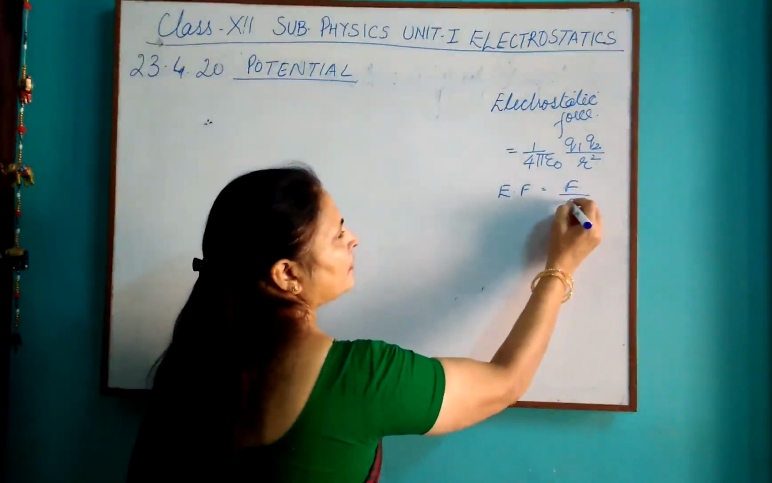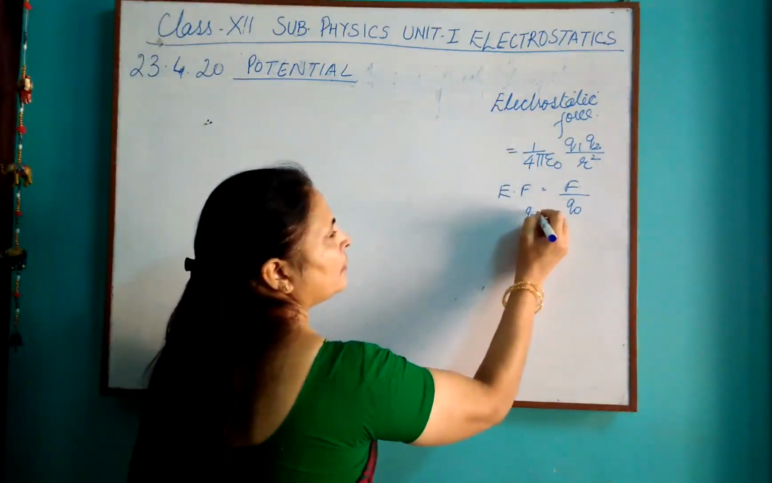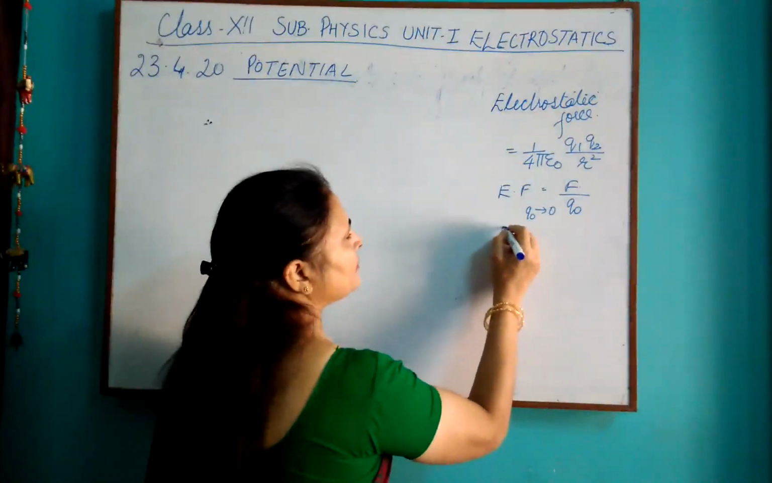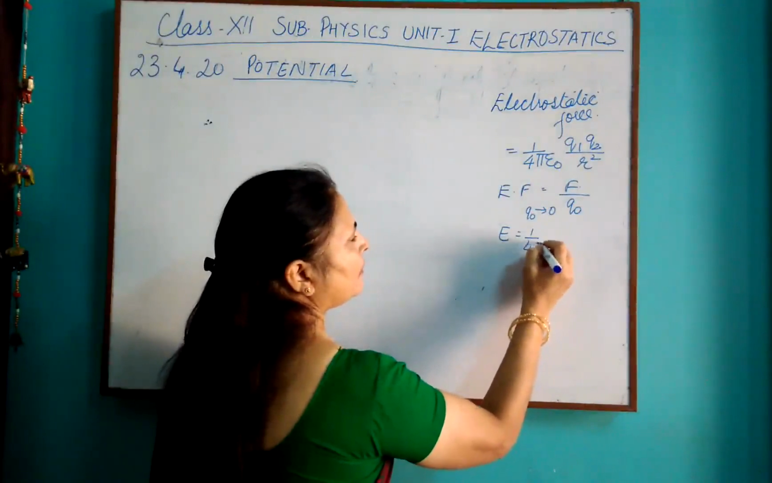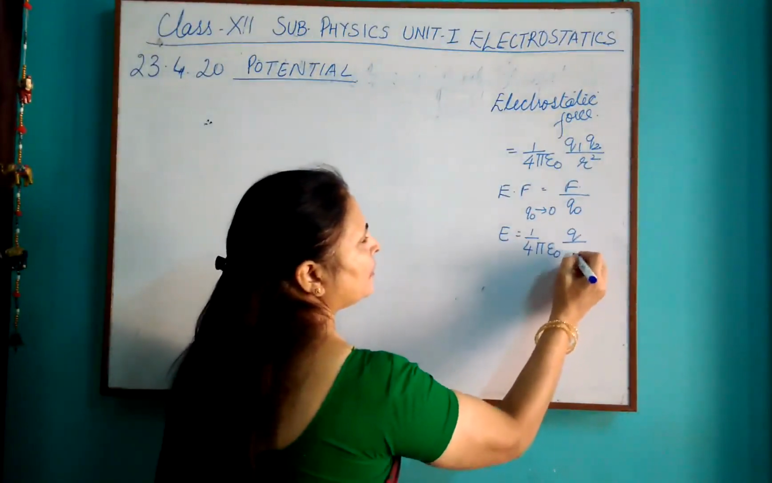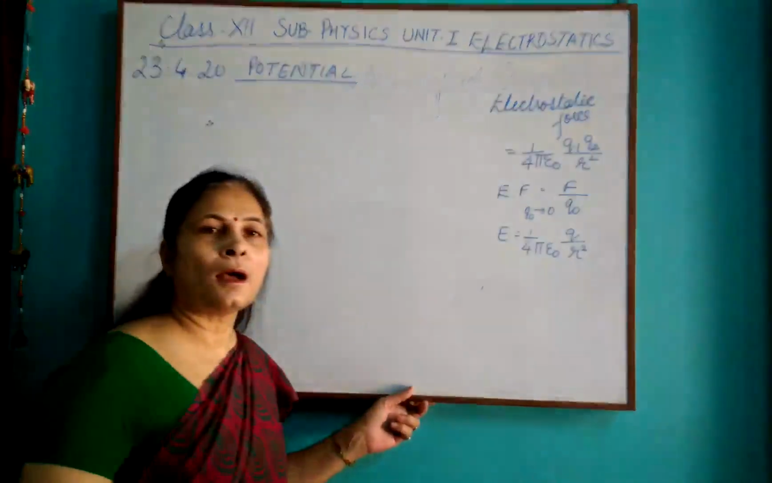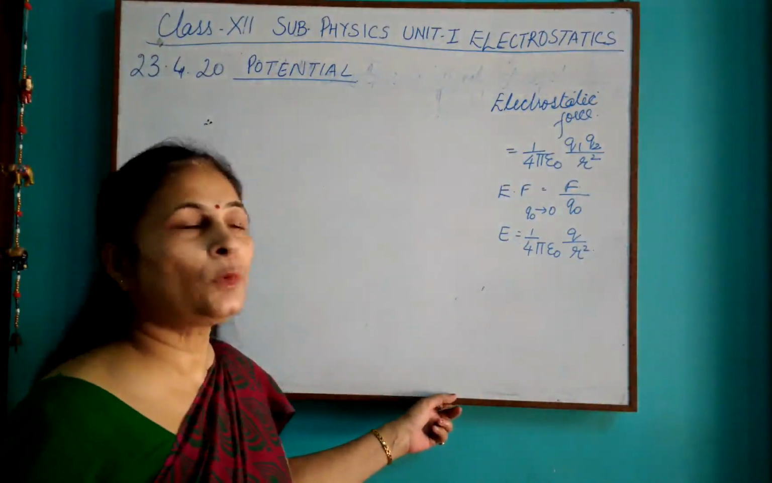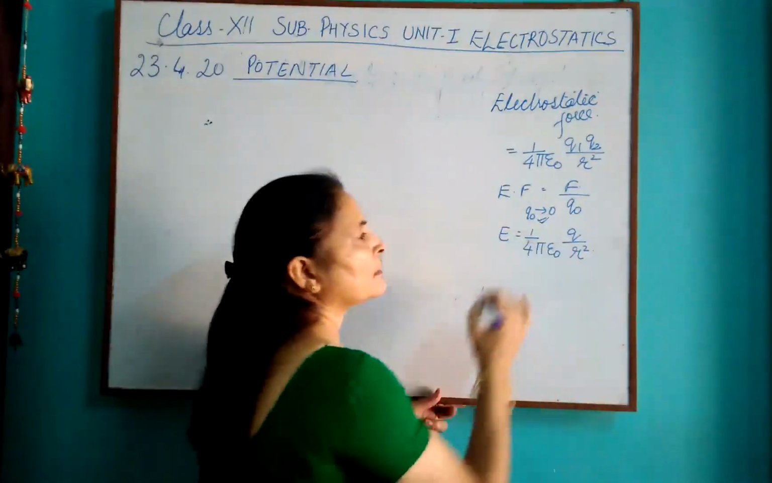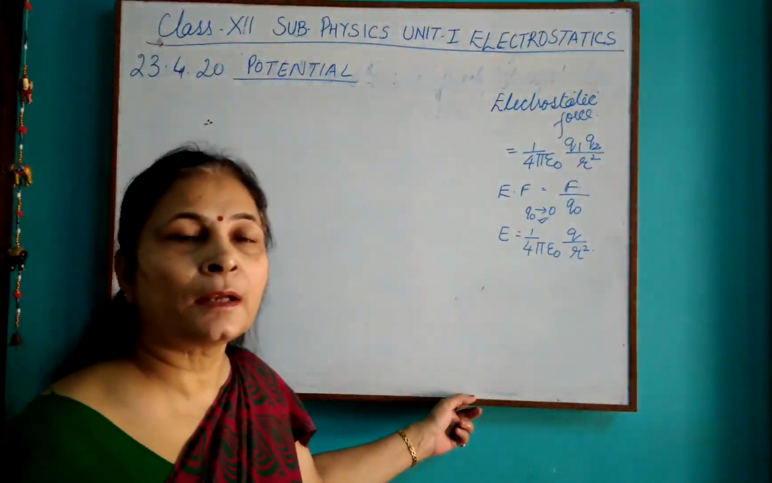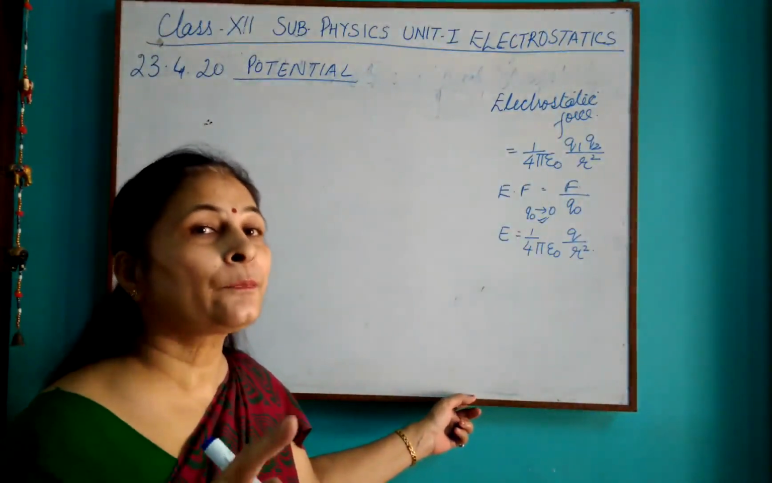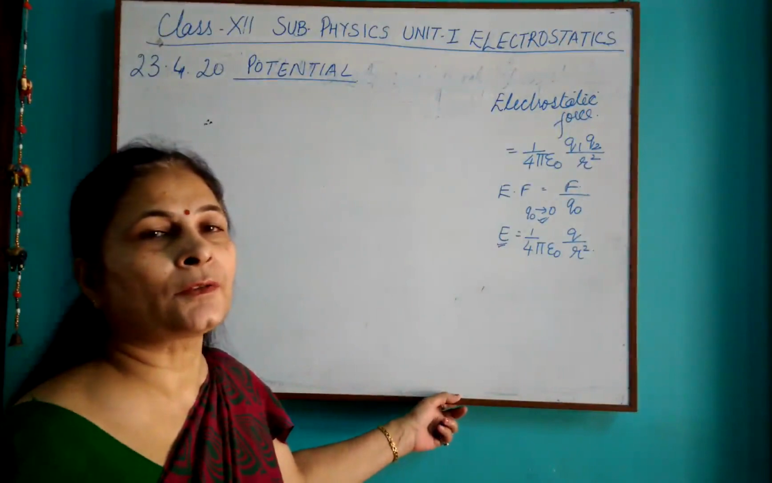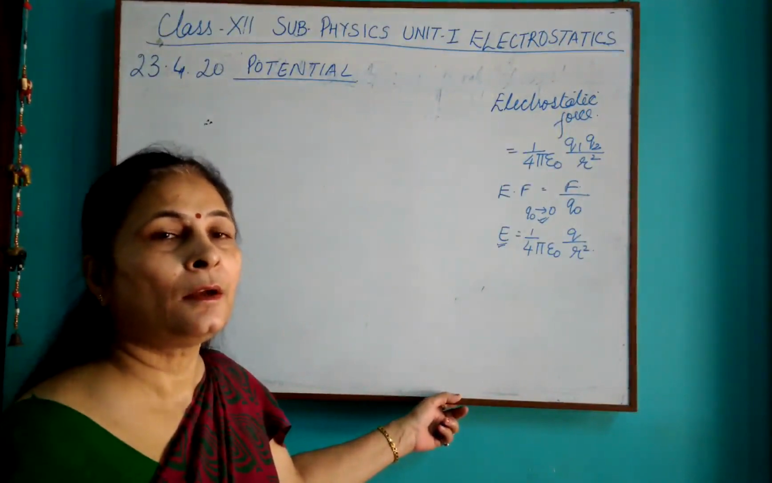F upon Q naught, with Q naught tending to 0, and the formula was 1 upon 4 pi epsilon naught Q upon R square. And the direction of electric field was the direction in which the test charge will move if it is kept in that electric field at that point. See, this is an expression for finding out intensity of electric field or strength of electric field at a point.